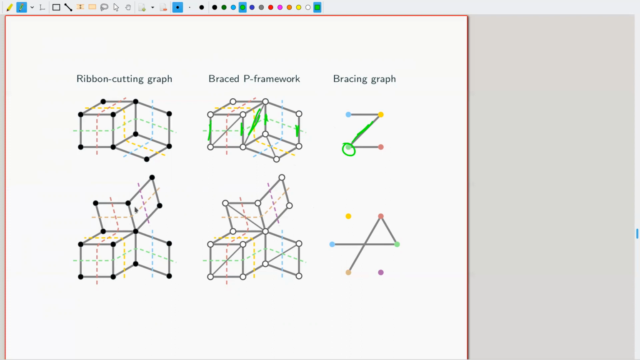Yeah, and on the second line, there is just another example. So for instance, here you can see that this vertex corresponds to this ribbon. Okay, and it could be connected to the brown one, but not to any other, because the only 4-cycle where it goes is with the brown ribbon. Does the concept of bracing graph somehow make sense?